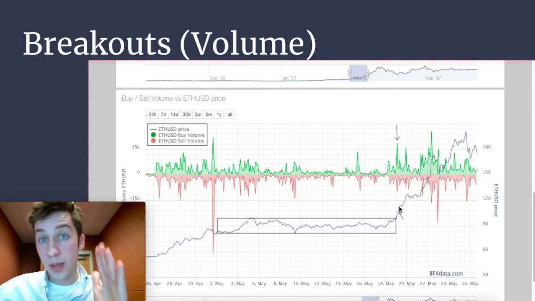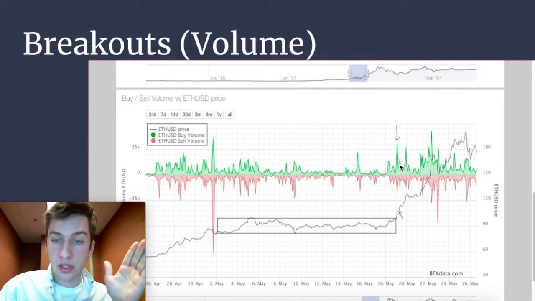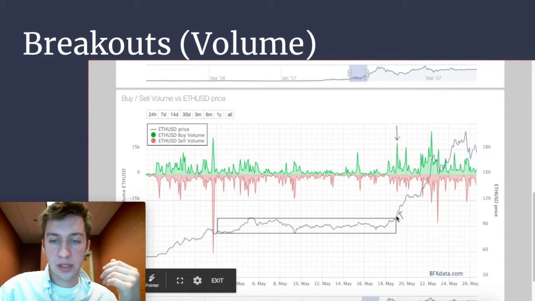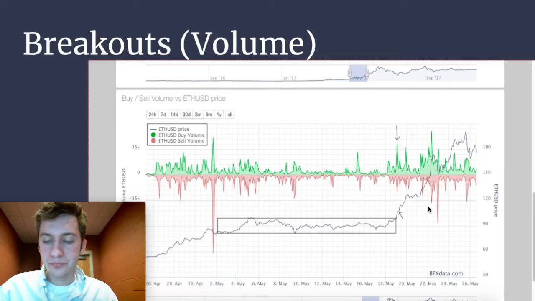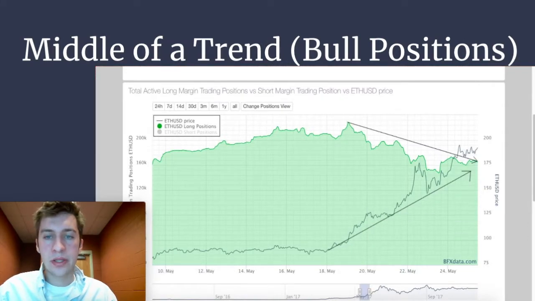For the breakout to the upside, you need to see that large increase in accumulation in buyer positions, a larger increase in buyer volume than sell volume, of course, and then you want to see a spike in price. Okay, so let's use the same graph and same situation, but now let's talk about the middle of a trend.